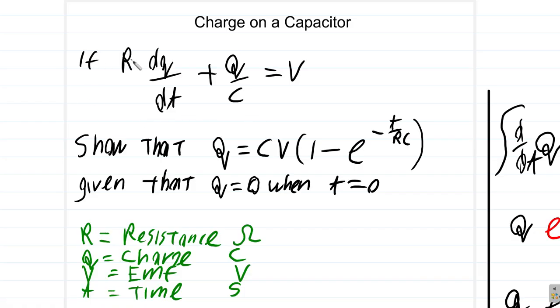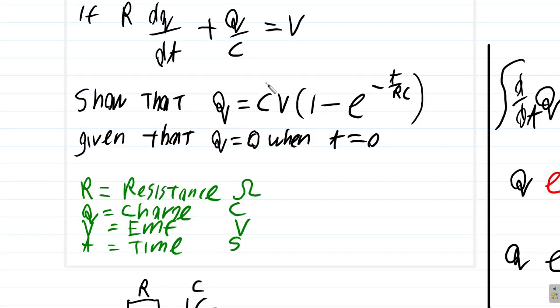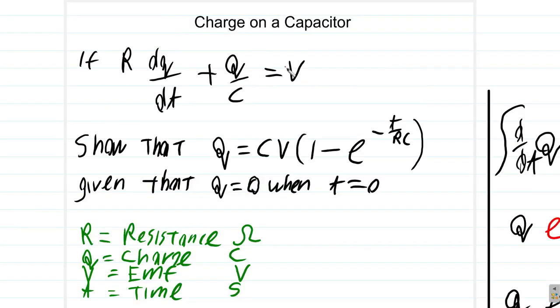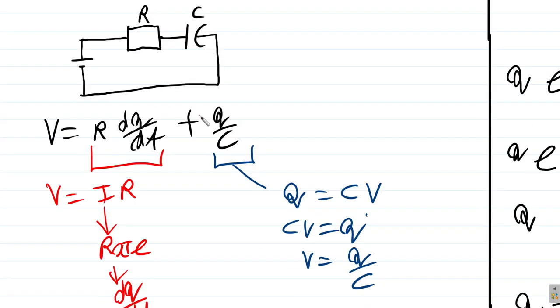All right, so you have R dq by dt plus q over c equals v. And remember, dq by dt, the rate of flow of charge with time, is the current, multiplied by resistance. We call current times resistance the voltage drop across the resistor. Q over C is the voltage drop across the capacitor, and both of them add to get the applied voltage, the total voltage.